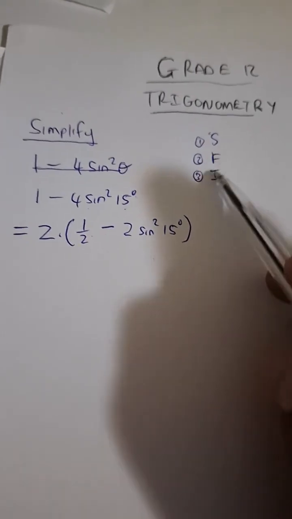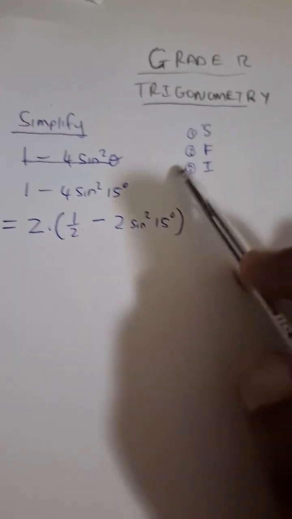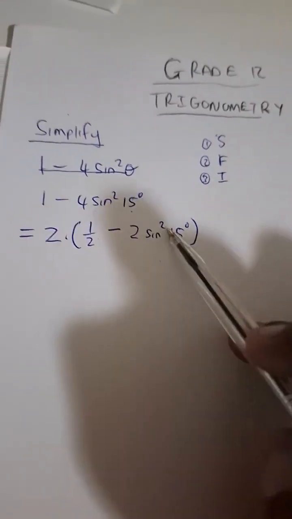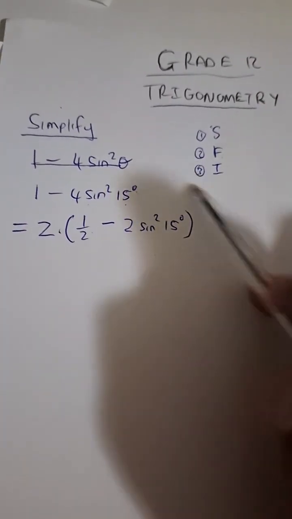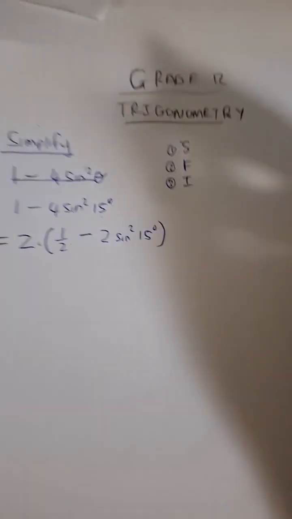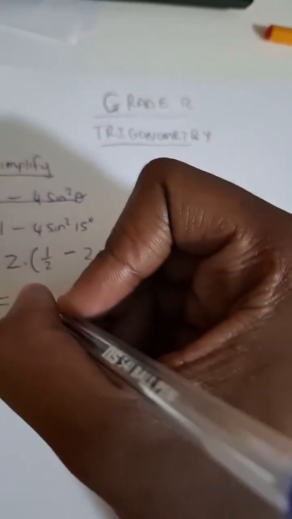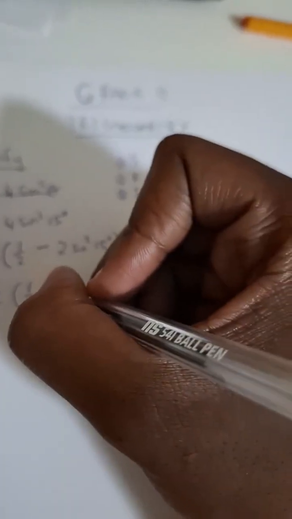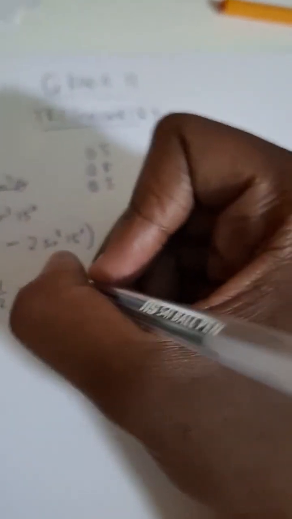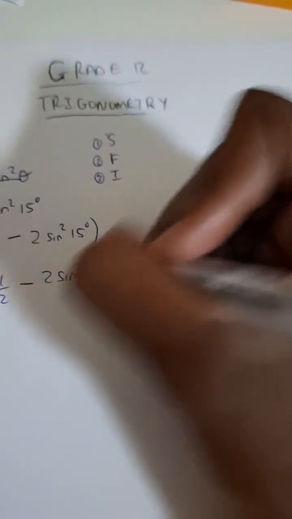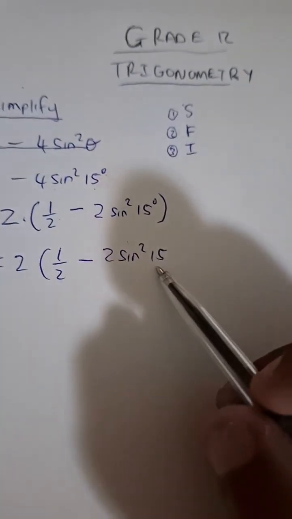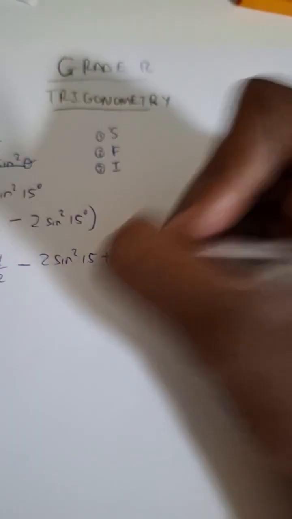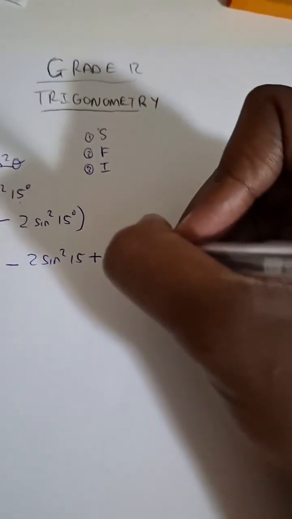Then I go to number 3. Any identity? No. Okay, this is kind of close. Any identity? Basically, if I can do the following, I want you guys to pay close attention to what I'm about to do. Minus 2 sine squared 15. Now, look at what I do. I'm going to say plus 1 minus 1.